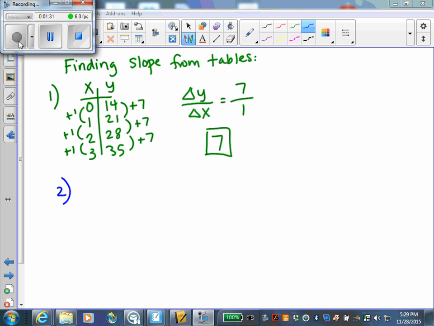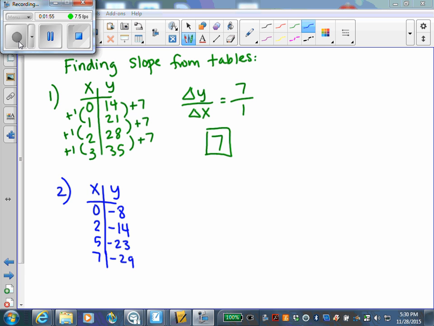So example 2, make another table, x and y. And this time let's have x start at 0, but then go to 2, and then go to 5, and then go to 7. And for y, let's have it start at negative 8, and then negative 14, and then negative 23, and then negative 29.